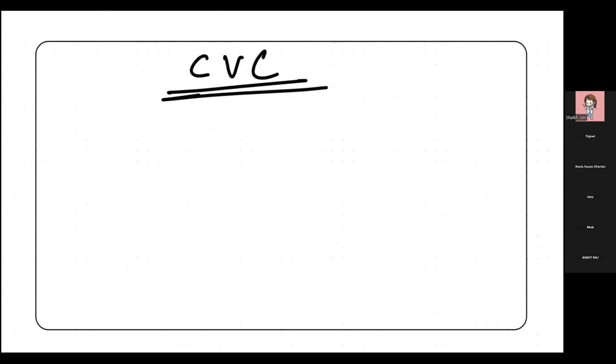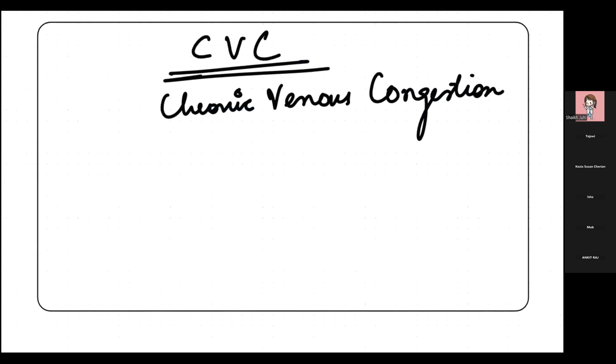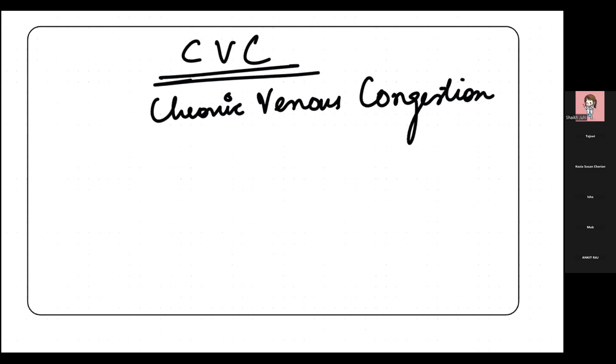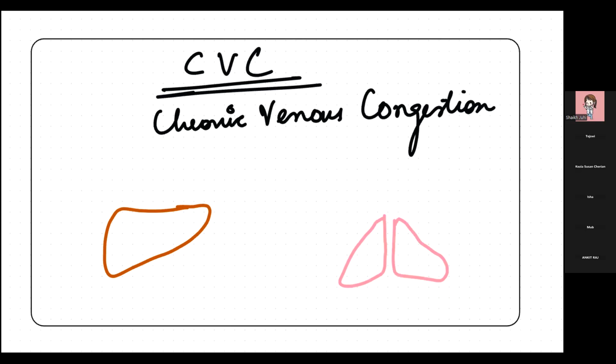It is chronic venous congestion. Okay, now let's see what it is. It is a very interesting thing. We know that we have a liver over here. Let's make a liver. Then we have lungs. Okay, we do have lungs. We have a heart. Of course, we have a heart.